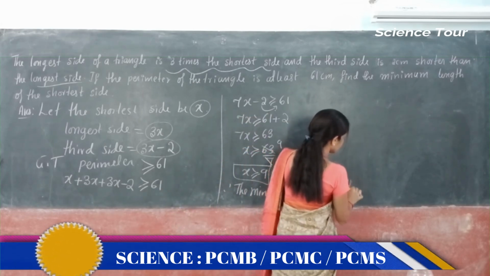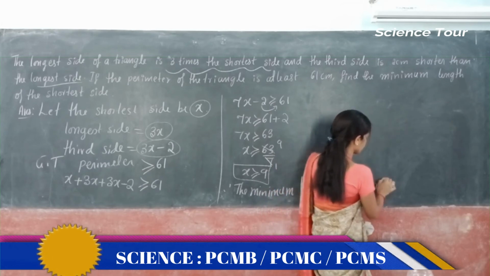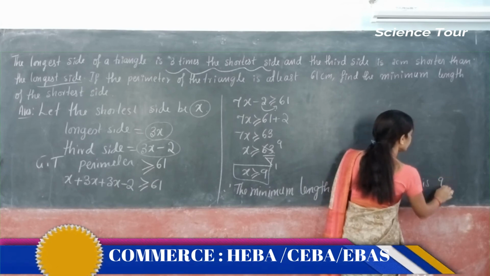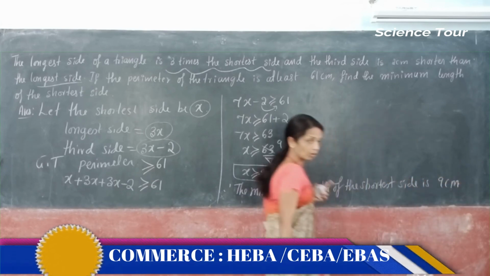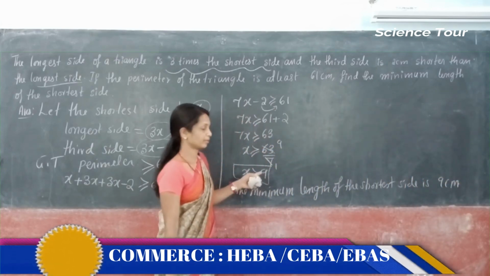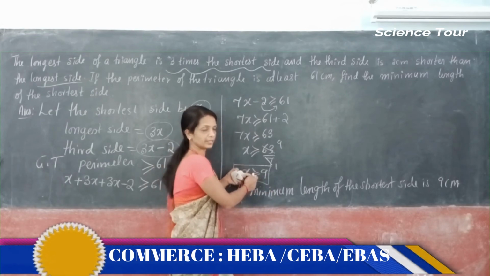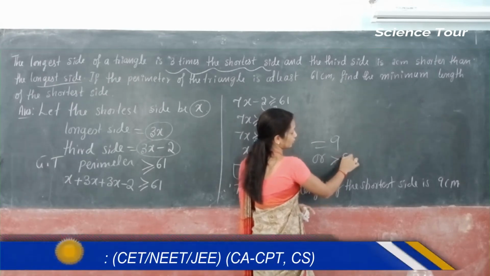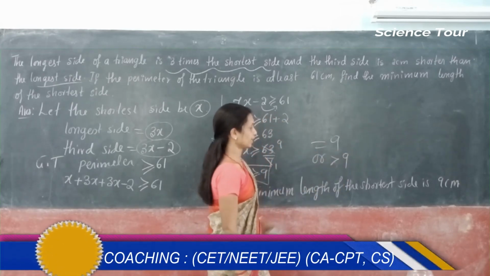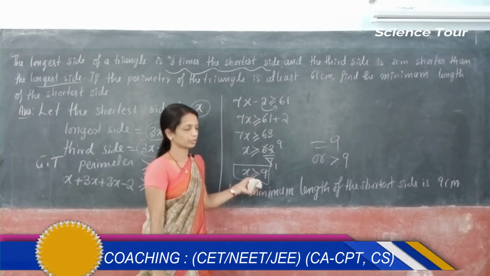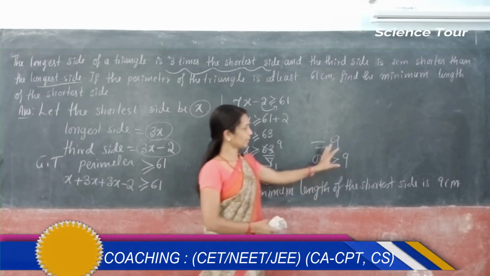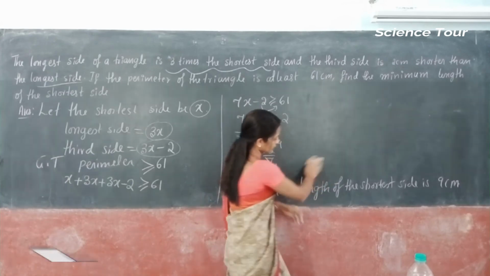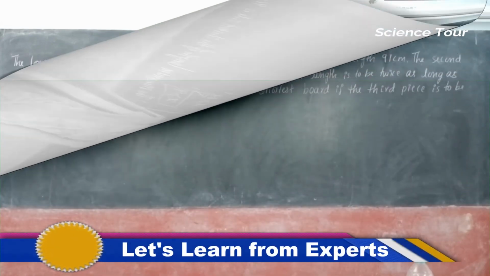Therefore, the minimum length of the shortest side is 9 centimeter. The meaning of x greater than or equal to 9 is that it includes equal to 9 and more than 9. Equal to 9 and more than 9 together we write as x greater than or equal to 9, which means the minimum length of x should be 9 centimeter. We write that in a sentence like this.